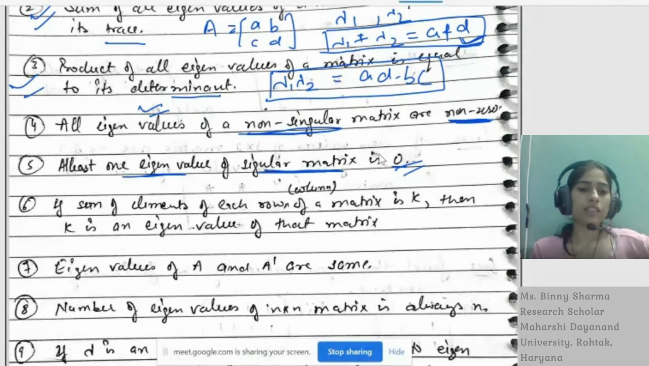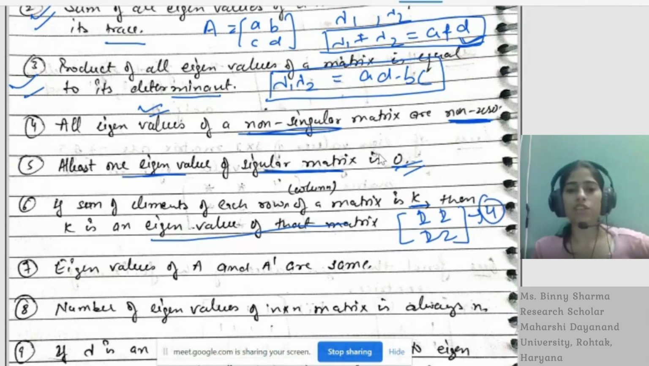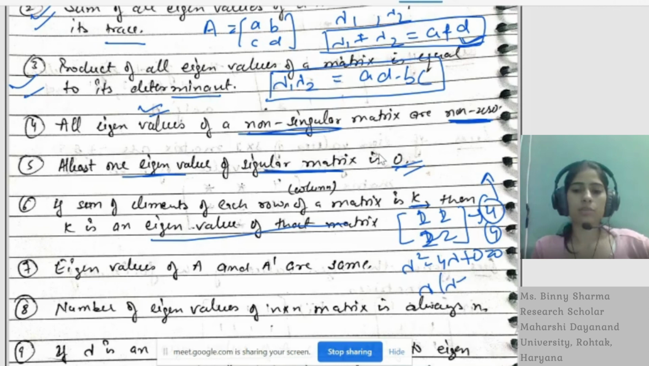The sixth result is, if the sum of elements of each row or column of a matrix is k, then k is an eigenvalue of that matrix, like 1 1 1, like 2 2 2 2. Sum of elements of each row is 4, then 4 must be an eigenvalue of this matrix. Lambda square minus 4 lambda plus 0, lambda minus 4, then lambda equals 0 and 4.